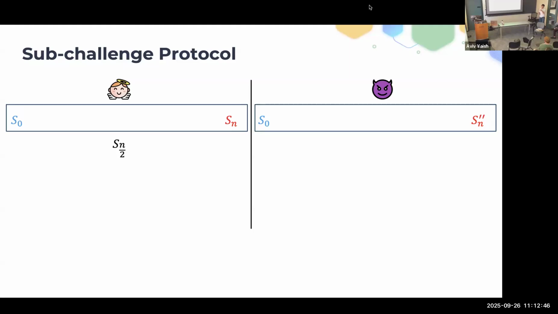Now it's Diana's turn, and she needs to say what the mid state is. There are 2 options. Either she says that she agrees with Alice, or she doesn't agree with Alice. Let's assume in this example that she agreed with Alice. I want to say, sorry, that notice that in the beginning, they both disagree on the end state, but agree on the initial state.